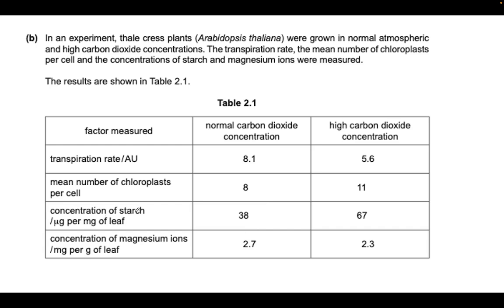If they say concentration of starch, we see here we have 38 milligram per milligram of leaf, and here we have 67. What does that tell us? That tells us that where we have high concentration of carbon dioxide, we have more starch. More starch tells us that there is more high rate of photosynthesis because we produced a lot of glucose that was turned into starch. That means carbon dioxide, if it's less, it can be a limiting factor. Why is it limiting? You see, we produced less starch.